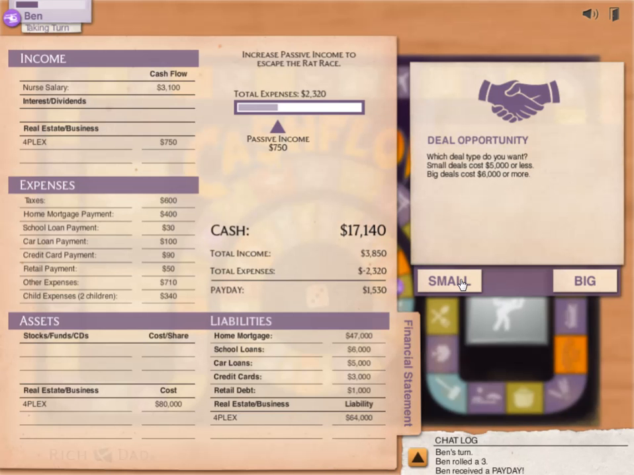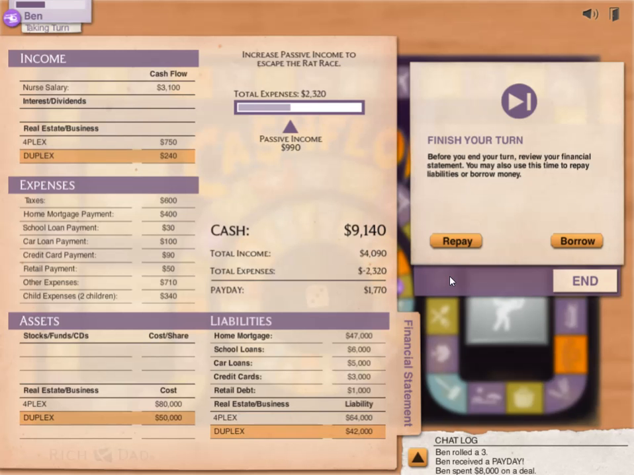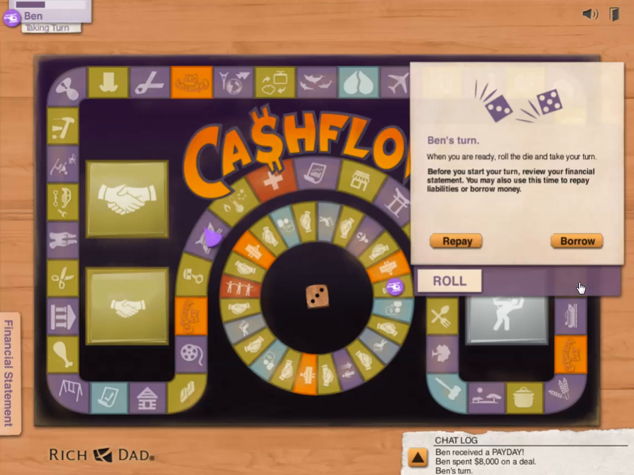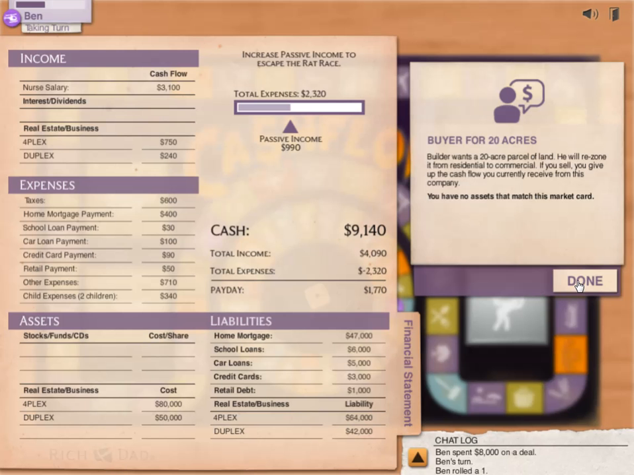Alright, we got a payday. Let's have a look at these big opportunities again. Alright, so we've got a duplex for sale. Owner moving out of this duplex due to growing family tenants. So it's going to cost us $8,000 for $240 cash flow per month. So this isn't quite as good a deal as the last one, but again, we haven't got anything better yet, so let's just go with it. We don't need to worry about that one.